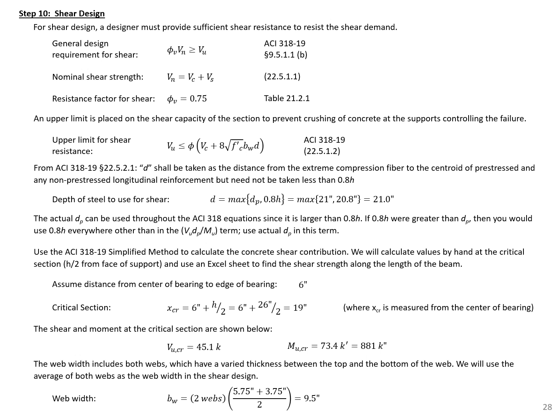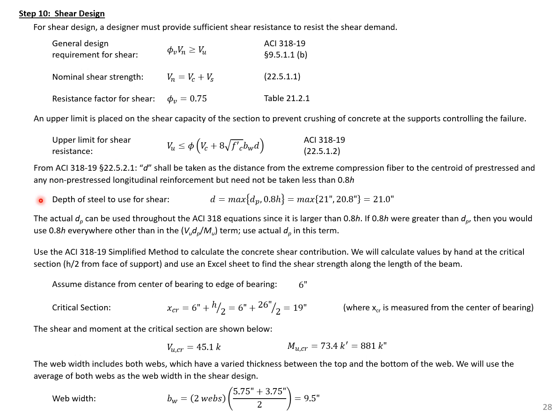For the last part of the design, we need to check shear and design for shear. Our general design requirement for shear is shown here. So phi sub v times Vn needs to be greater than or equal to Vu. Our Vn is made up of a concrete and shear component, so Vc plus Vs, and our resistance factor is going to be equal to 0.75. There's an upper limit on the shear resistance as shown here, and this upper limit just makes sure that our concrete in our diagonal struts doesn't crush before we have the yielding of our vertical shear reinforcement.